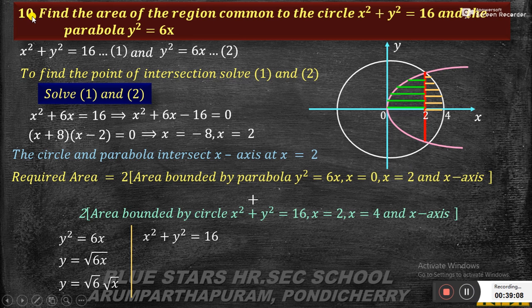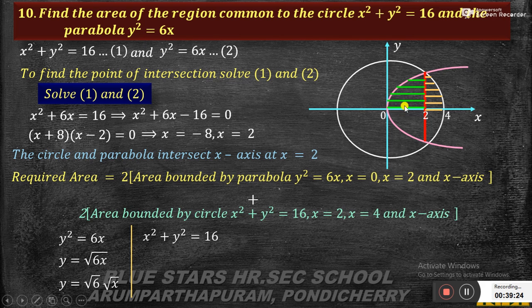So now we discuss the 10th problem. Find the area of the region common to the circle x square plus y square equal to 16 and the parabola y square equal to 6x. So you see, now we will calculate the area of the region common to the circle and the parabola.